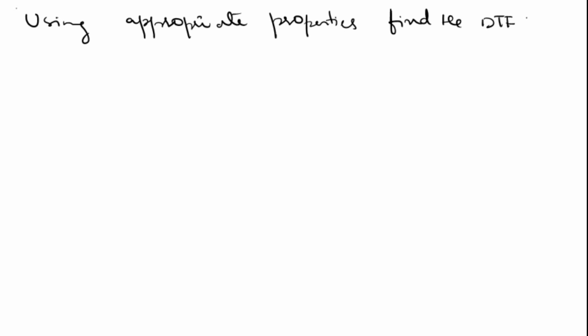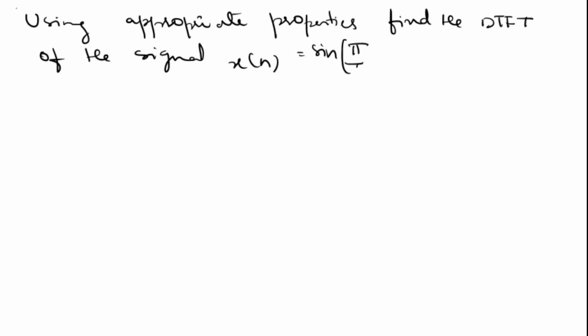Using appropriate properties, find the DTFT of the signal x of n is equal to sin(pi by 4 n) into (1 by 4)^n into u of n minus 1.